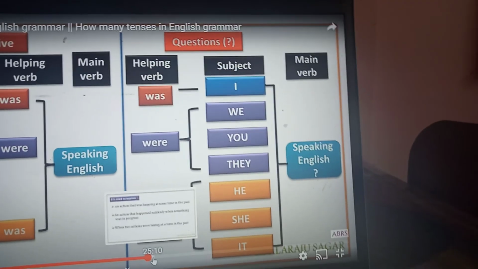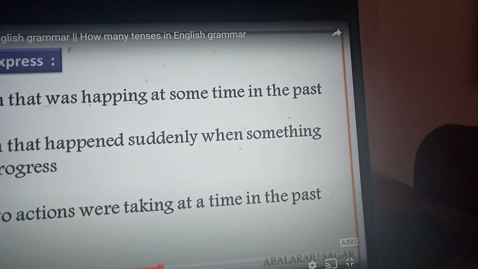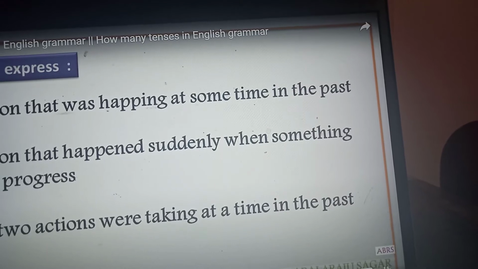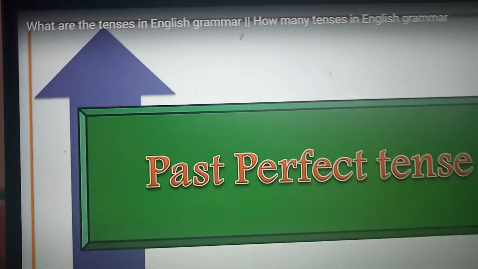Yes. An action happening at some time in the past. An action that happened. Continuous is happening. Past perfect tense.